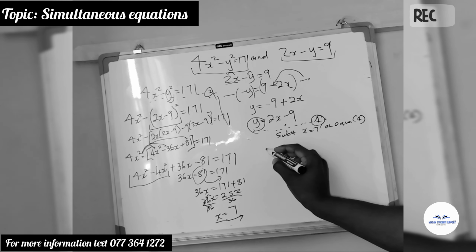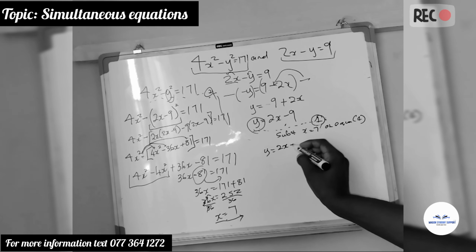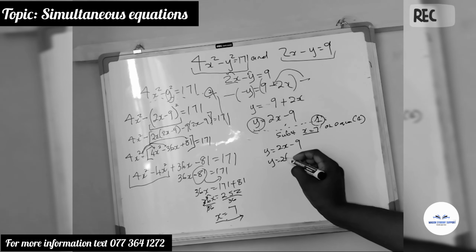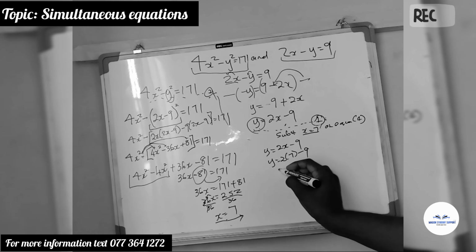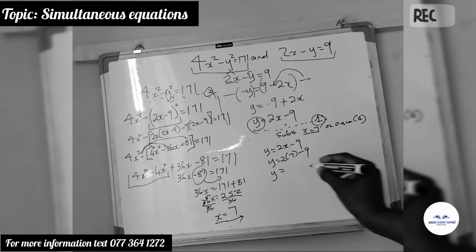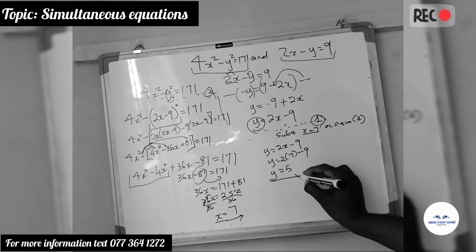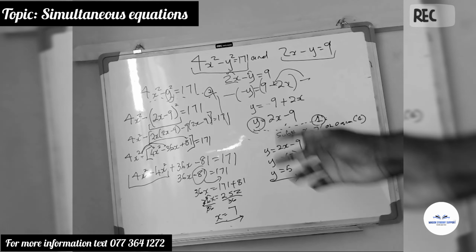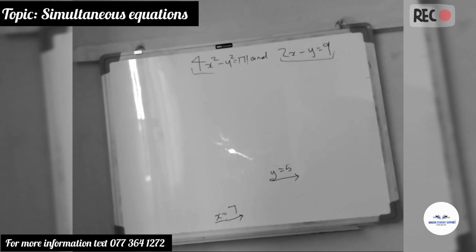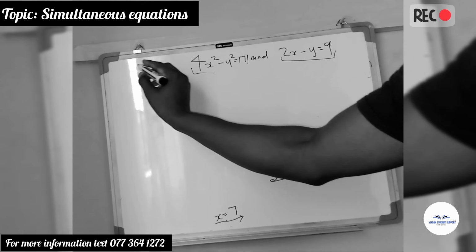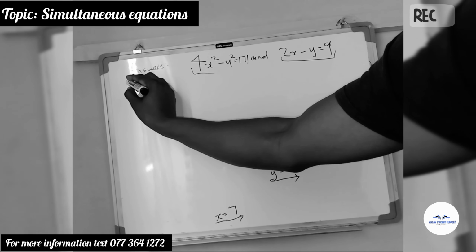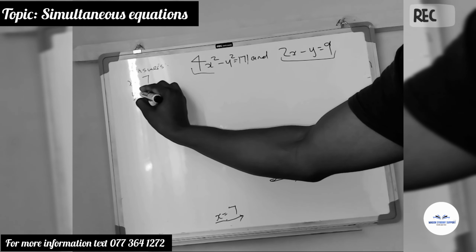So equation 1 is y equals 2x minus 9. We substitute x equals 7. So in the place of x, we place 7 minus 9. So 7 gives us 5. It means that y is 5 and x is 7. So we have y equals 5 and x equals 7. These are our answers: x equals 7, then y equals 5.